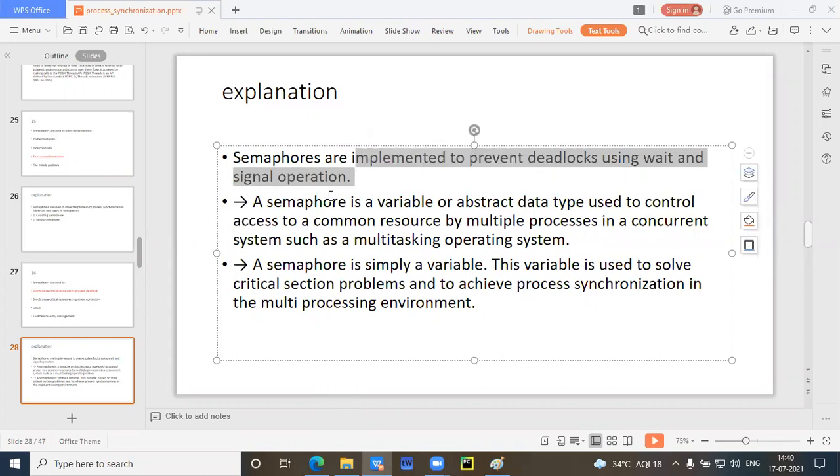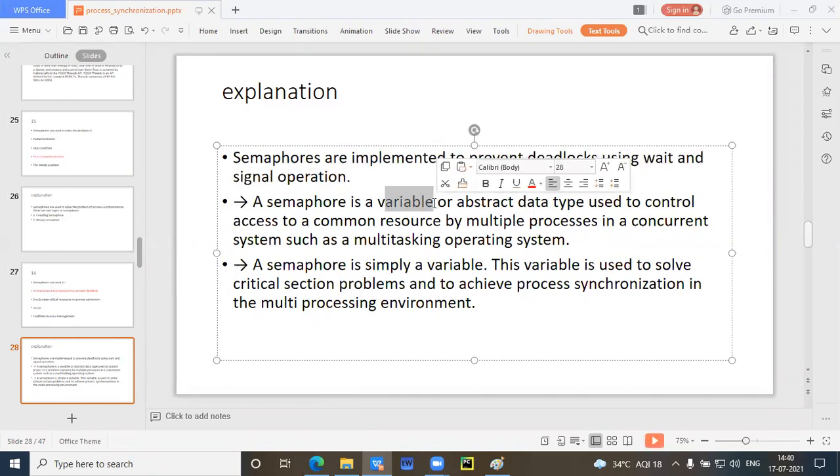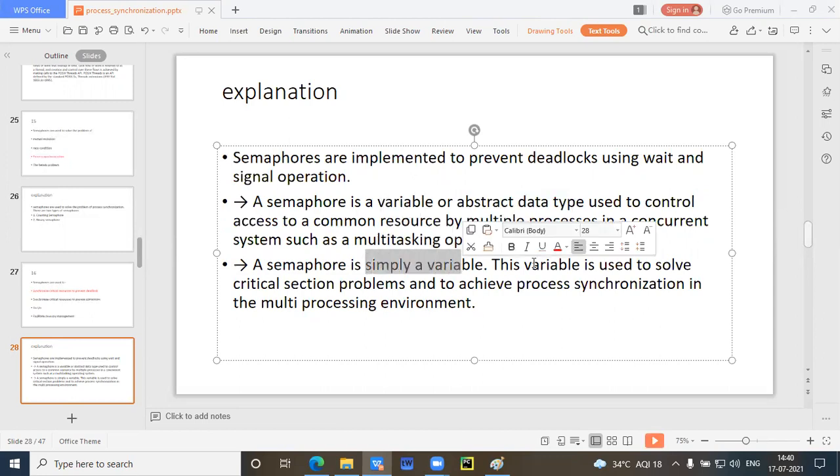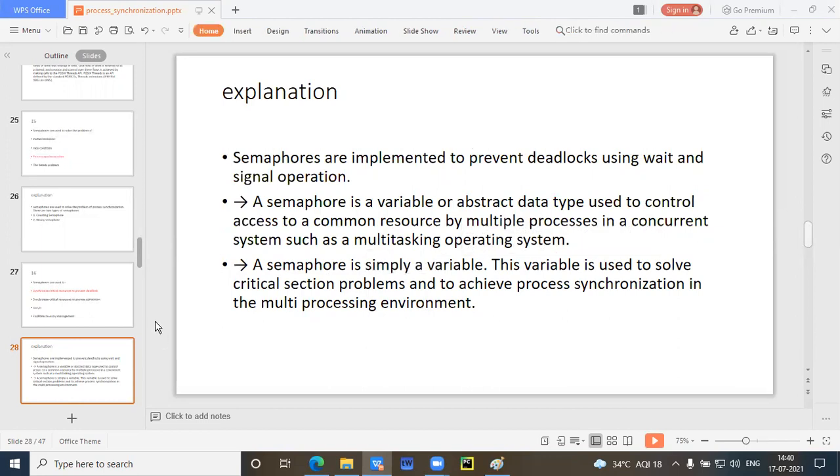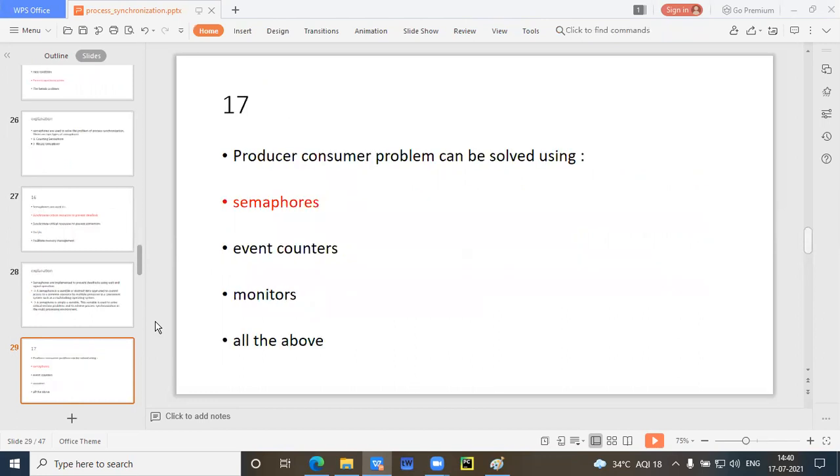First of all, a semaphore is a variable or abstract data type used to control access to a common resource by multiple processes in a concurrent system, such as a multitasking operating system. A semaphore is simply a variable. This variable is used to solve critical section problems and to achieve process synchronization in the multitasking environment.